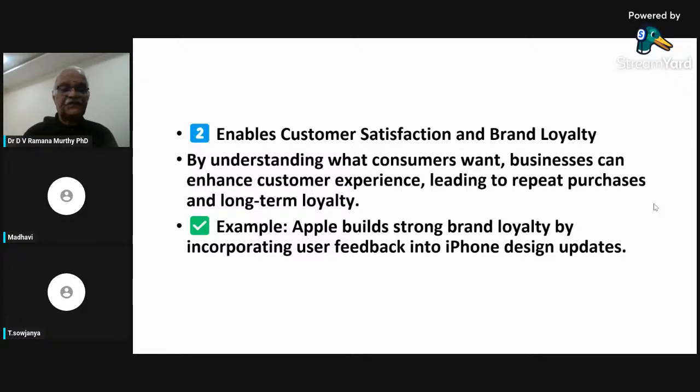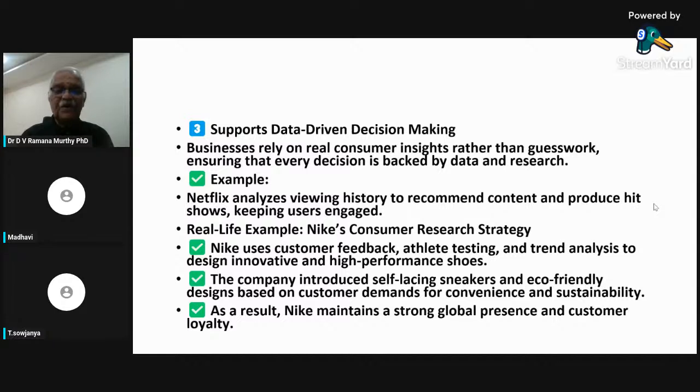For example, here Apple builds a strong brand loyalty by incorporating users' feedback in iPhone design updates. Continuously, they study how to improve their phone features, iPhone features. So this is all possible because it's very important for you to stay updated and stay in tune with customer preference patterns.